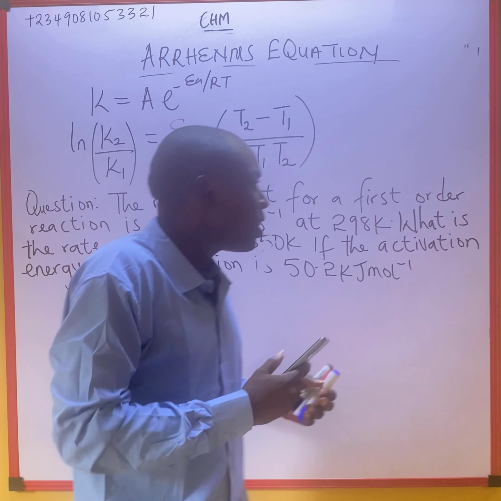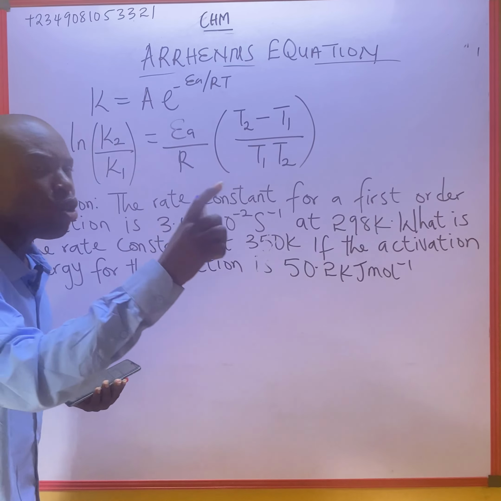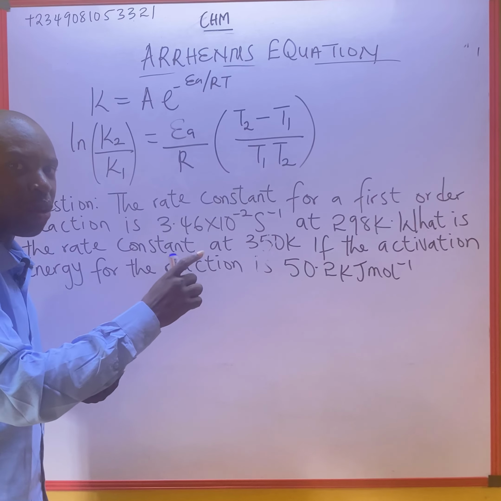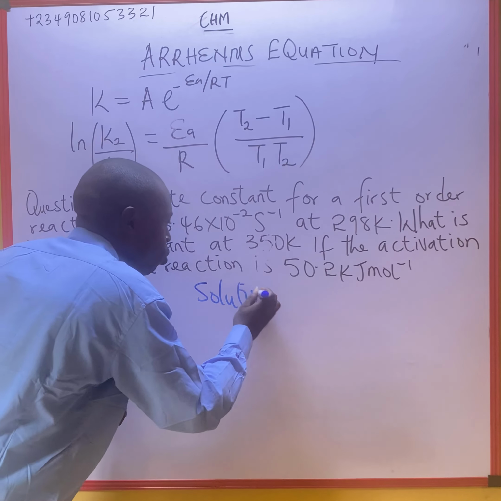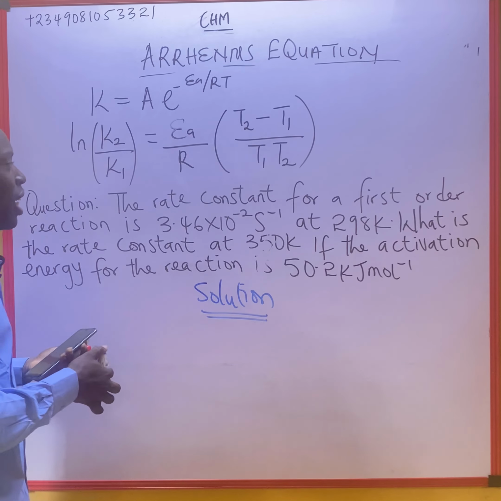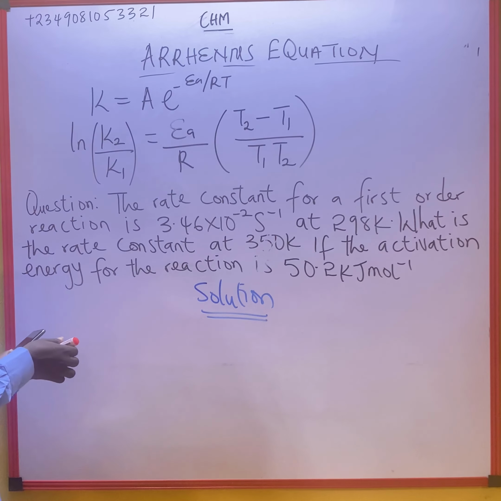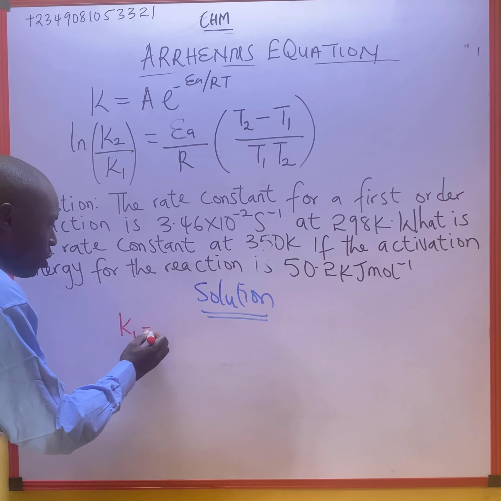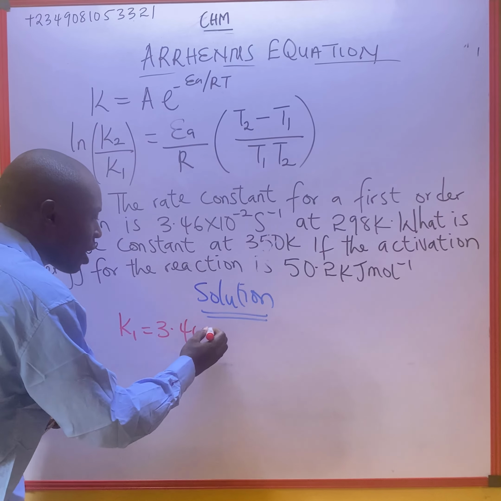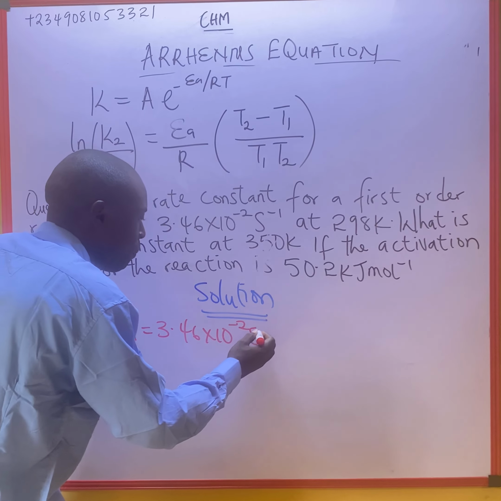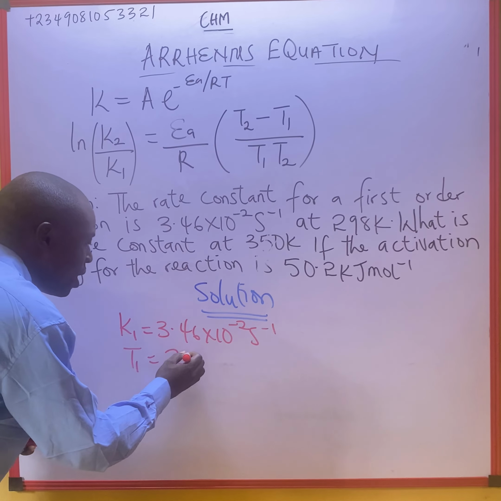Now, this is a question here. There's some question where you are given two rate constants and two temperatures. It is simple. So what do we do here? Solution. Now, the question says the rate constant for a first order reaction, your K1, is given by 3.46 times 10 raised to the power minus 2 per second. And the temperature T1 is given to us to be 298 Kelvin.